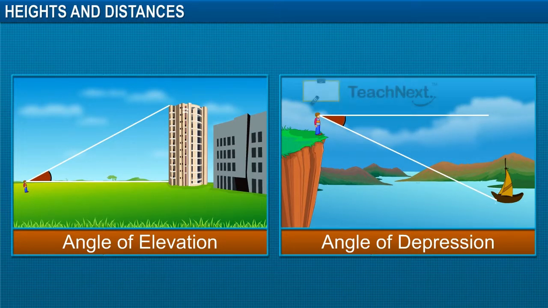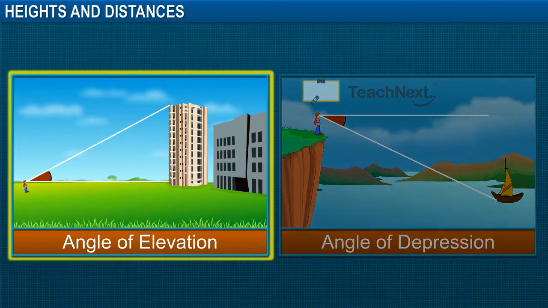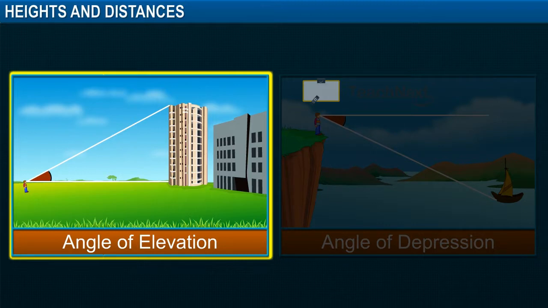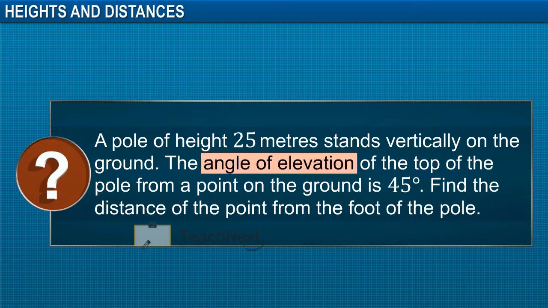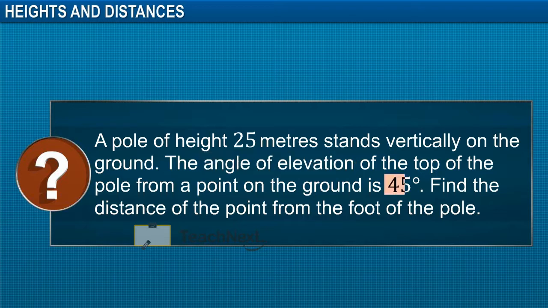Let's see some examples on how angles of elevation and depression can be used to find the heights of the objects. A pole of height 25 meters stands vertically on the ground. The angle of elevation of the top of the pole from an observation point on the ground is 45 degrees. We have to find the distance of the point from the pole.